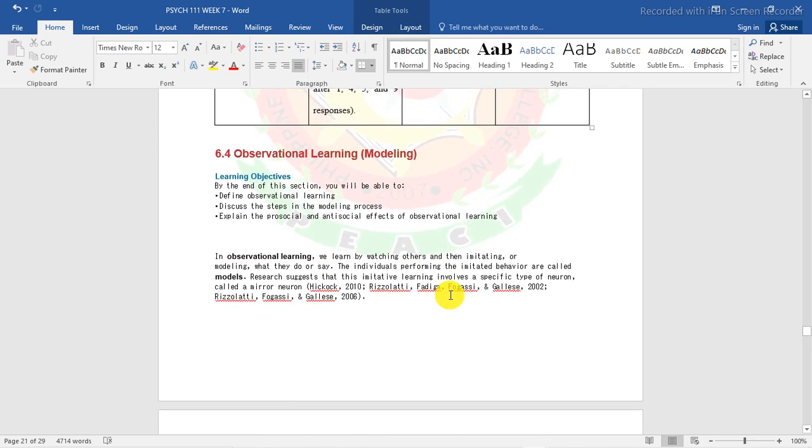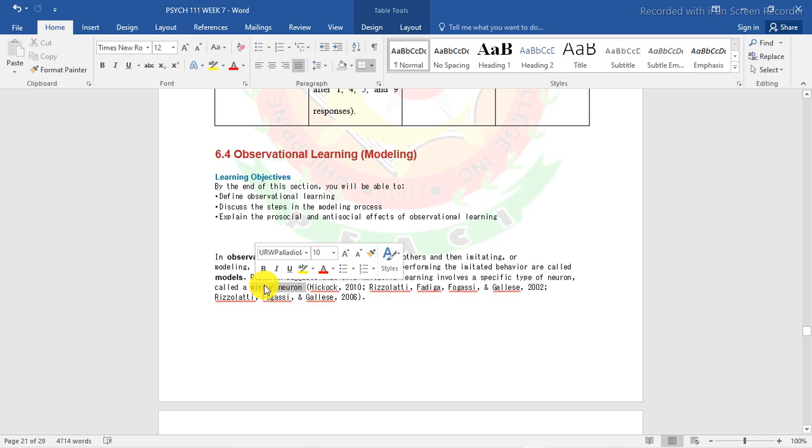Now, how about observational learning? So, ano yung observational learning? Okay? So, observational learning: we learn by watching others and then imitating, modeling. So, meaning, nalalearn mo yung isang bagay kasi nga, may na-observe ka, na-imitate mo. What they do or say, ano yung ginawa nila, ano yung sinabi nila. The individuals who perform the imitated behavior are called models. Yung individuals na nag-imitate tayo, sila yung called na mga modelo. Research suggests that this imitative learning involves a specific type of neuron called the mirror neuron.